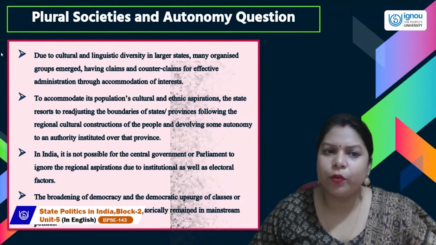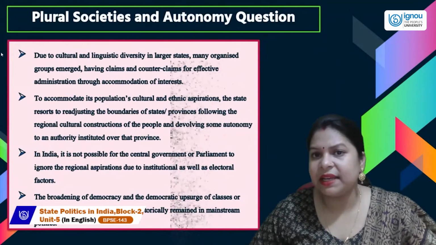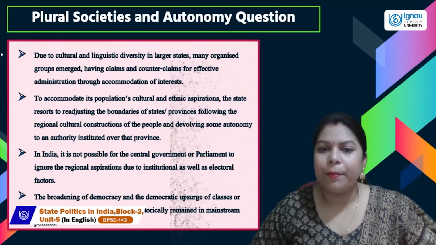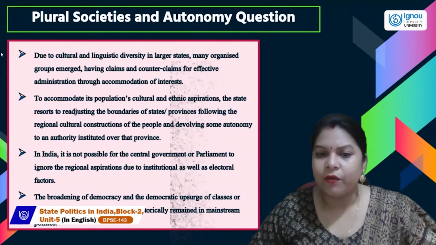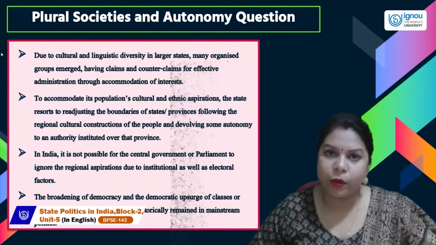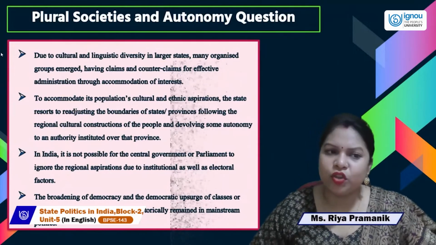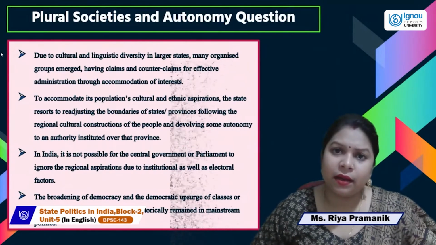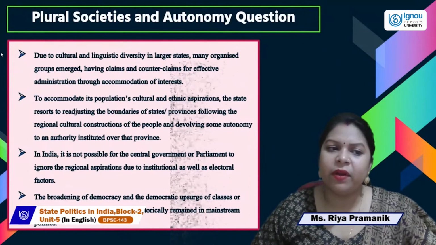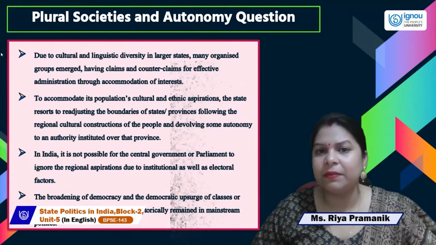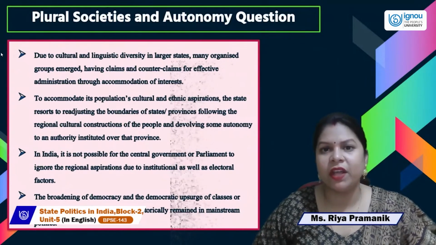Let's move forward to plural societies and the autonomy question. Due to cultural and linguistic diversity in larger states, many organized groups emerged with claims and counterclaims for effective administration through accommodation of interests. India is a country with huge diversity culturally, linguistically, and ethnically. So many groups emerged with claims and counterclaims for accommodation of their own interests.